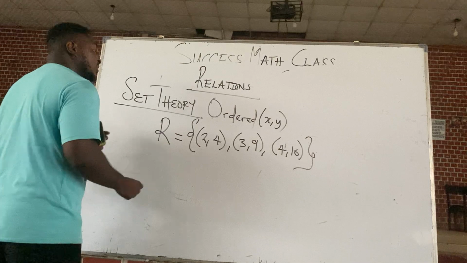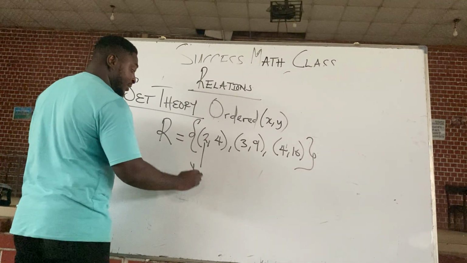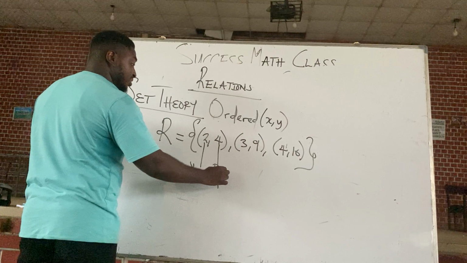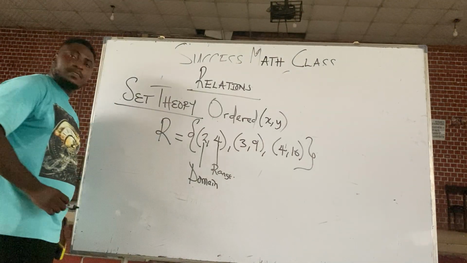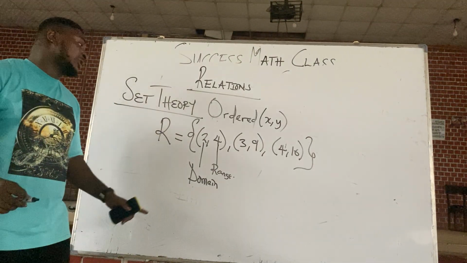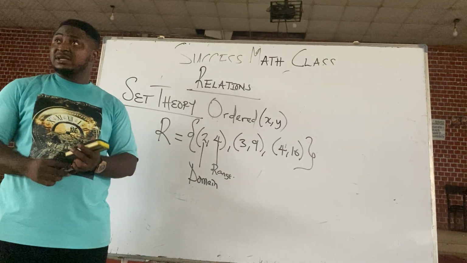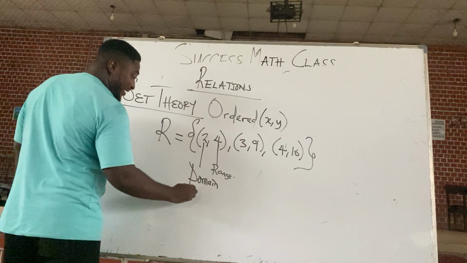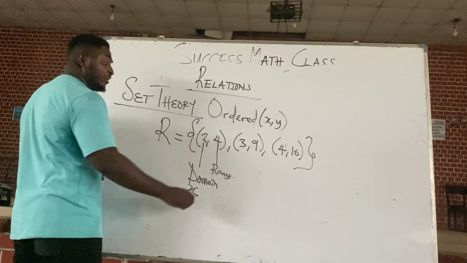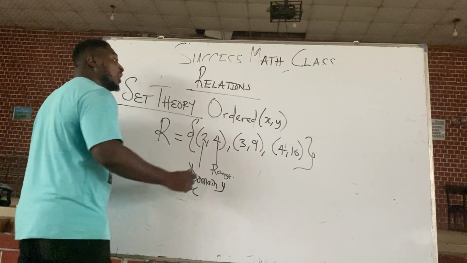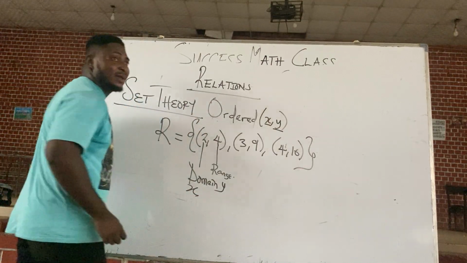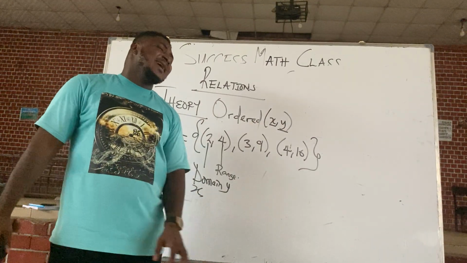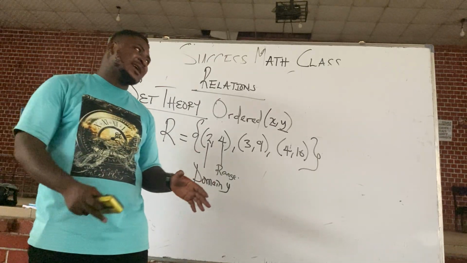In the pairs, the first member is called the domain, and the second member is called the range. The domain is the x input of the relation, the range is the y. That's how we say a relation is a set of ordered pairs x, y. x is the first entry, y is the second.